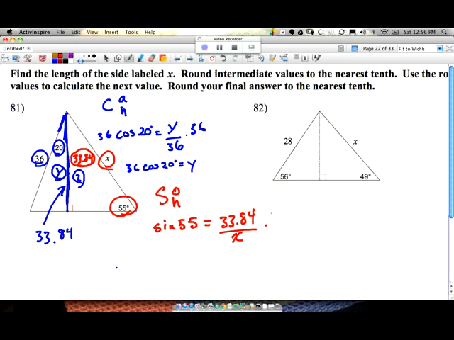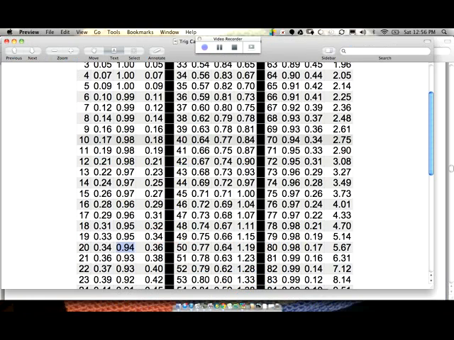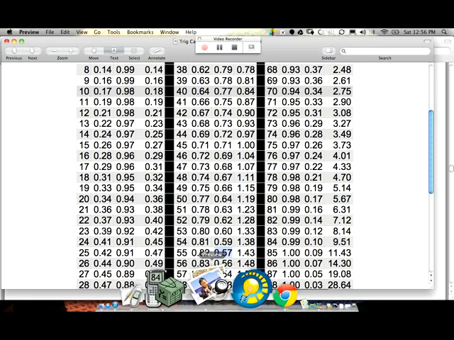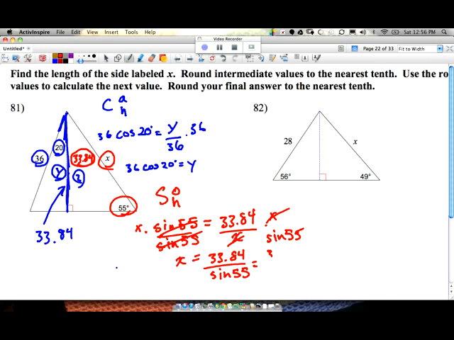Now we got to do a bunch of moving stuff around. Algebra, you could say. Sine 55 simplifies, so x equals 33.84 divided by sine 55. Let's see what sine of 55 is. Check our little chart here. We go to 55. It's in the middle group. And right there, 0.57. So that's going to be equal to 33.84 divided by 0.57.